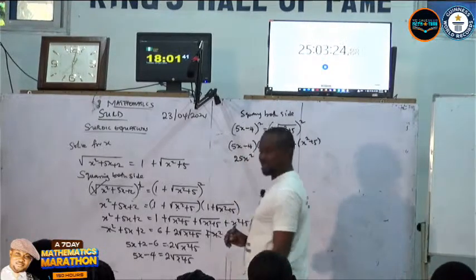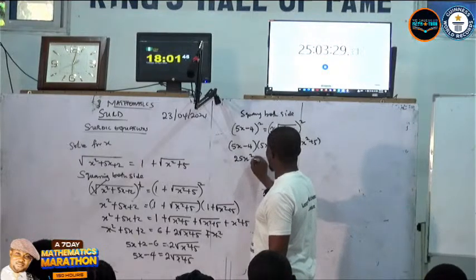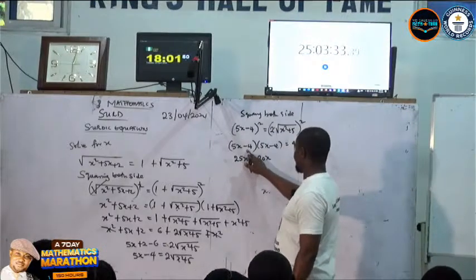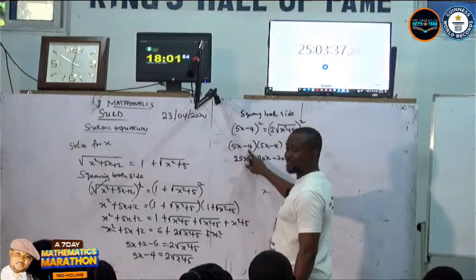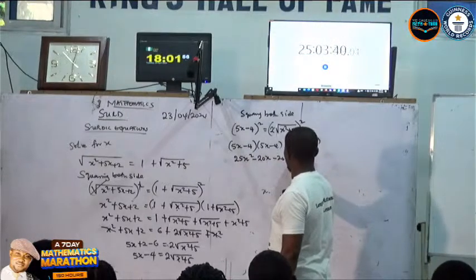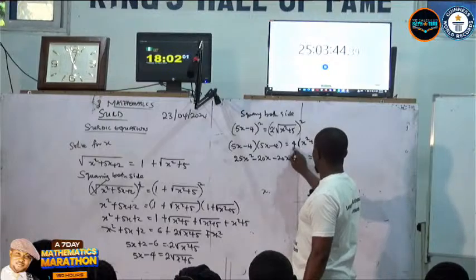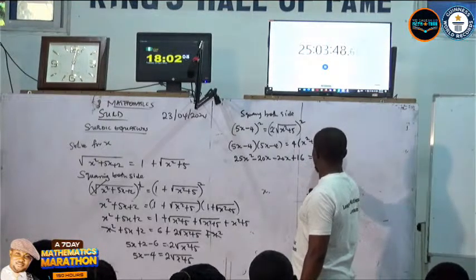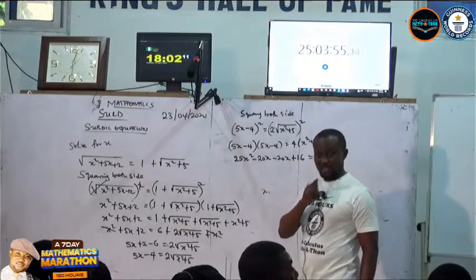25x squared. Are we together? Yes. Now 5x times minus 4, that will be what? Minus 20x. And minus 4 times minus 4 will give us what? Plus 16. I hope you understand. Yes. Equals to, you now open this bracket. 4 times x squared is what? 4x squared. And 4 plus is what? Plus 20. Is that clear?